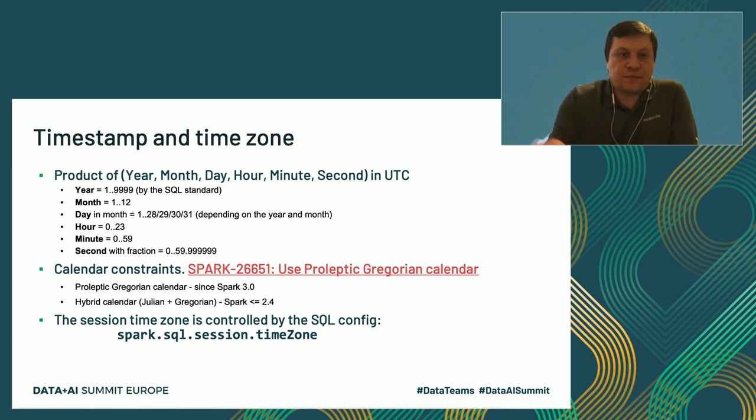Speaking about other constraints, they are actually the same as for dates. Starting from version 3, as with dates, Spark switched to the proleptic Gregorian calendar, compared to version 2.4, which is based on a hybrid one. And the session time zone is taken from the session SQL config, the Spark SQL session time zone.